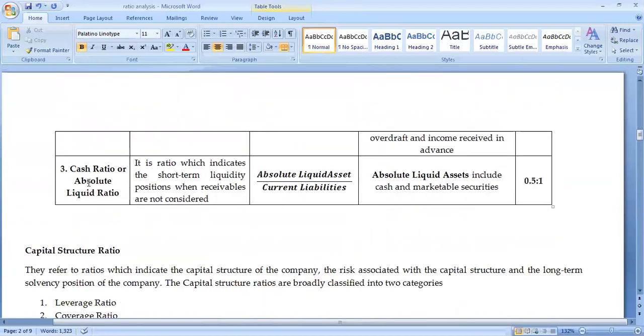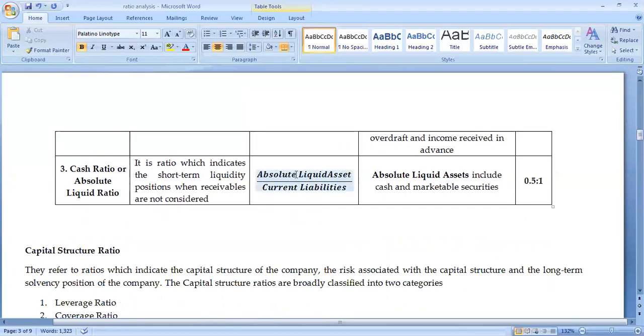Now there is the cash ratio. The cash ratio indicates only the short-term liquidity position, when receivables are not considered. It is also called the absolute ratio. The cash ratio indicates the short-term liquidity position.